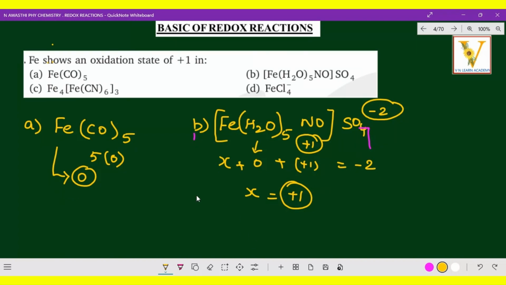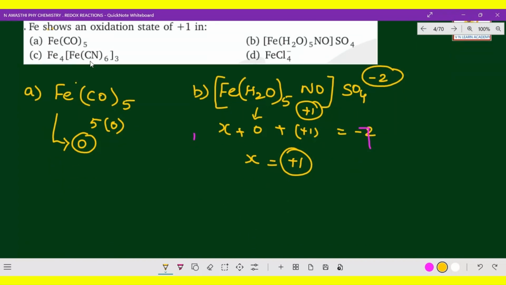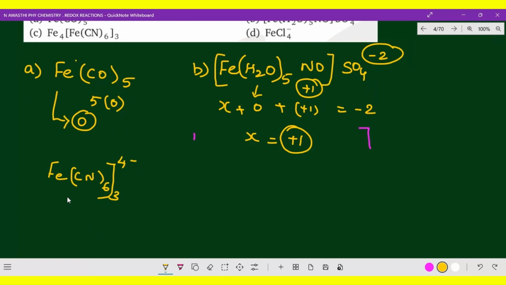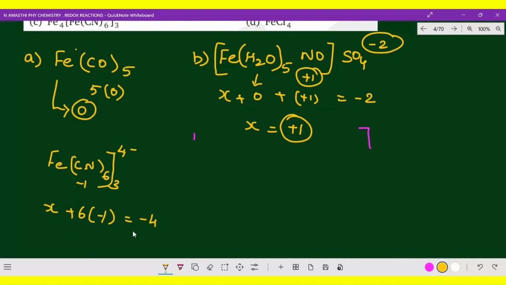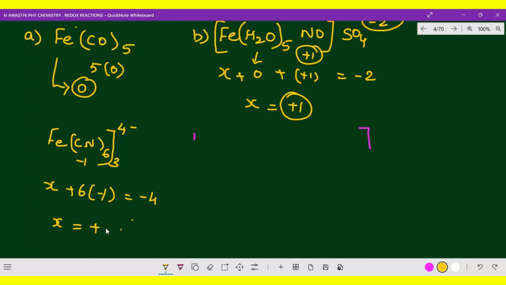Right, now the third one, what is it? K4[Fe(CN)6], so we can write it in this way. Fe(CN)6 is the ligand sphere, with 4 minus charge, which I just bring out. To calculate the oxidation state, this is X plus, cyanide always is -1. So 6 into -1 equals -6, and the total is -4. So X equals +2 oxidation state.